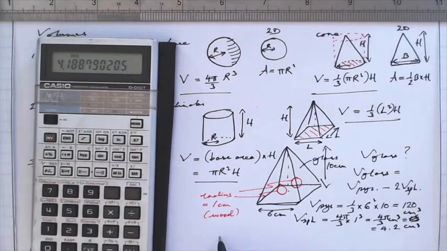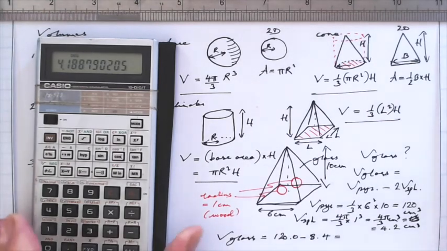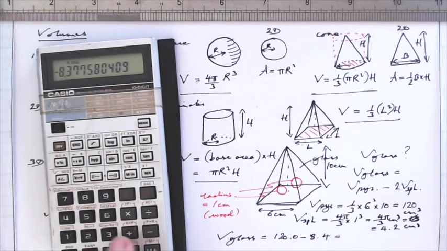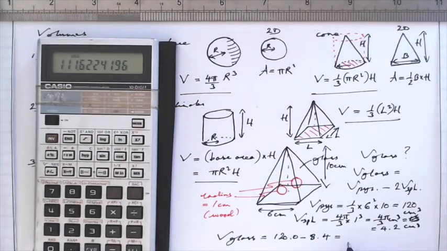Not a happy combination. Right, so the volume of the glass equals the volume of the pyramid, which is 120.0. I'm just going to try and keep everything consistent with decimal places. 120.0, and then I have twice the volume of a sphere, which would be 8.4 to one decimal place. And so I have 111.6 centimeters cubed for the volume of glass to one decimal place.